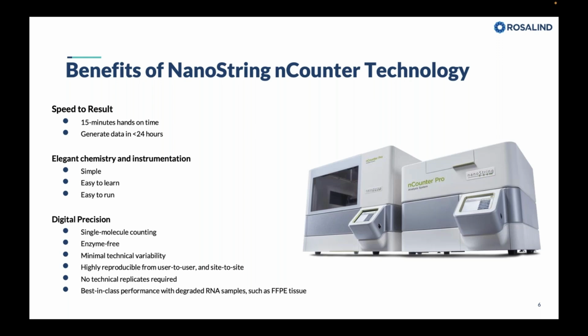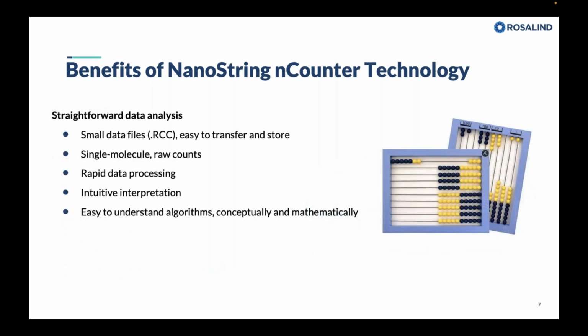But of course, today we're talking about data. So from the data perspective, I love working with nCounter data because the raw data files are small. RCC files are just on the order of kilobytes. Very easy to transfer and store the data. It's very rapid to process the data. You don't need a specialized high compute processor to process the data. And it's easy to interpret because it is intuitive, it's single molecule counting.